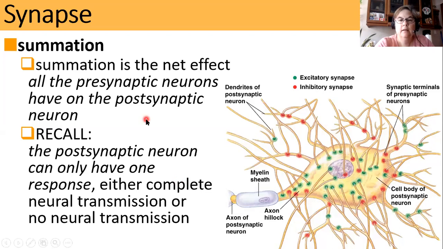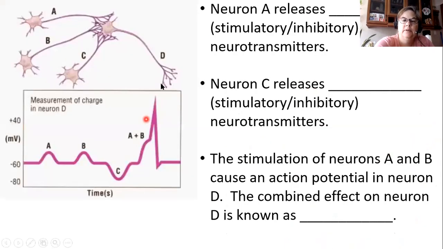Okay. All right, so let's take a look at this example here. So I pulled this out of an old textbook. But here I see I've got 3 presynaptic neurons. Neuron A, neuron B, and neuron C are presynaptic neurons. Neuron D is a postsynaptic neuron. Okay, we're measuring what's going on in neuron D.